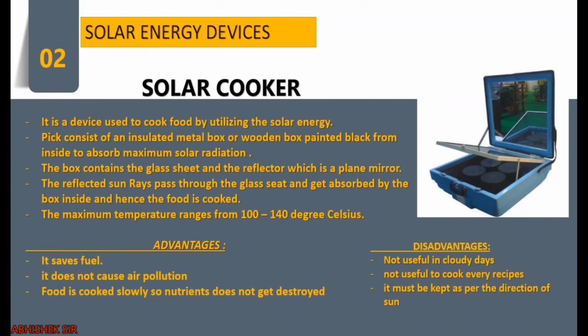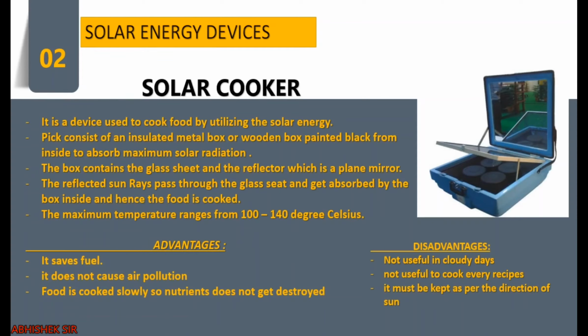So hence the food can be cooked. And it is very surprising to note that maximum temperature sometimes reaches 200 to 140 degree Celsius. So it is effective to cook the food. Now the advantage is it saves fuel, it does not cause air pollution, and food is cooked slowly so nutrients also do not get destroyed as in gas cooking it might be.